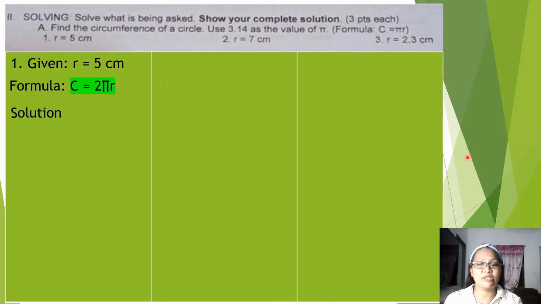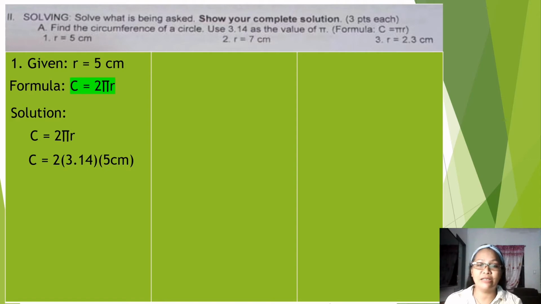For our solution, first we need to copy the formula. Why do we always need to copy the formula first? Because the formula is our guide. Next, substitute the given. So we have now C equals 2, and then change pi to 3.14, times the value of r, which is our given, 5 centimeters.